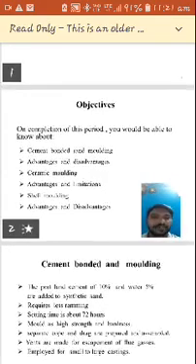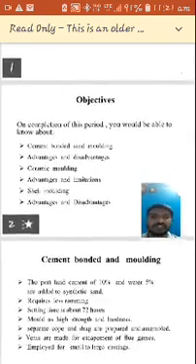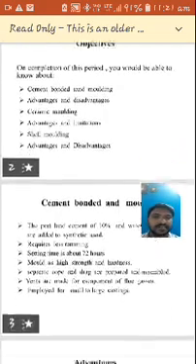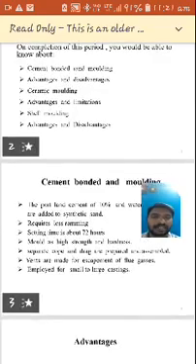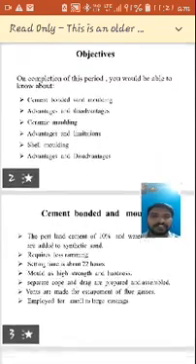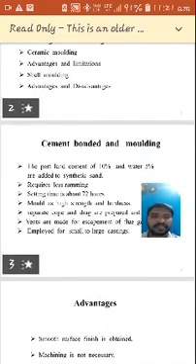Sand molding and its advantages and disadvantages, along with ceramic molding and its advantages and limitations, and shell molding and its advantages and disadvantages. So these are the three types of molding we discussed. See here, first, cement bonded molding.